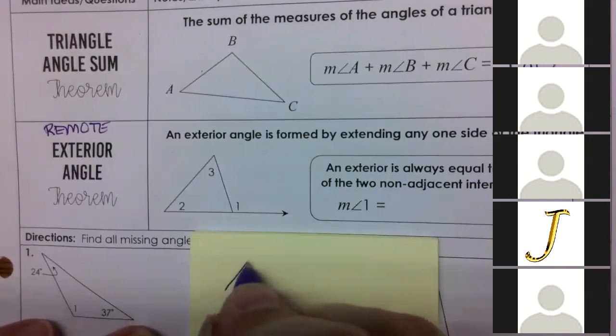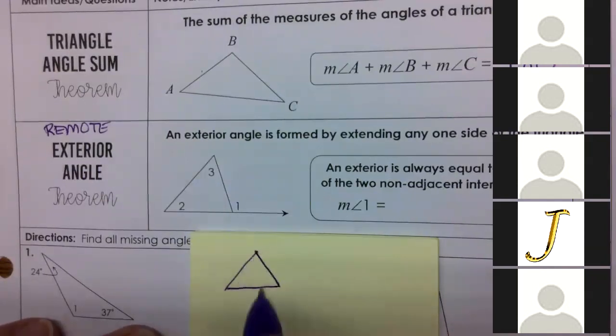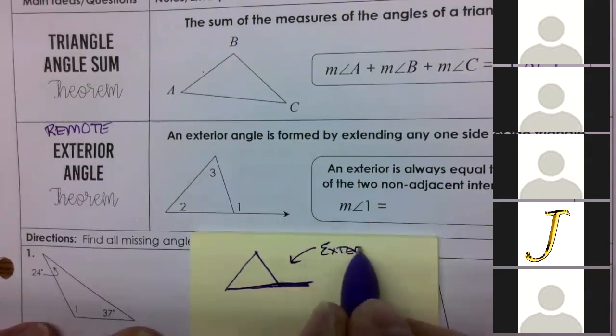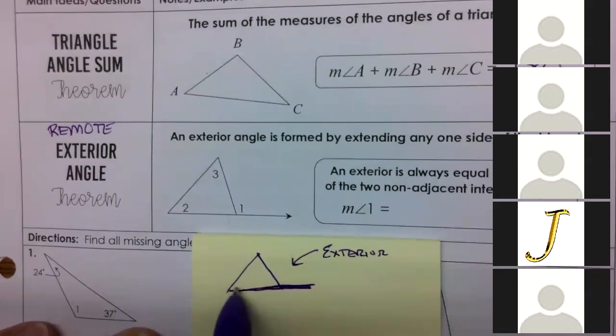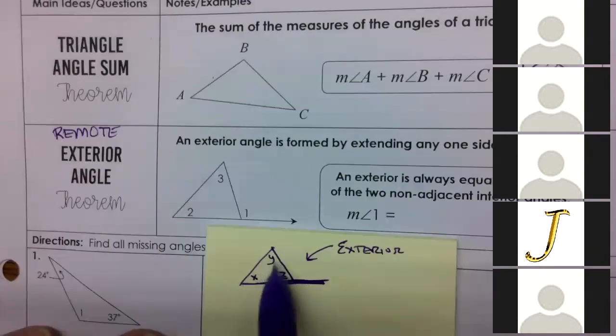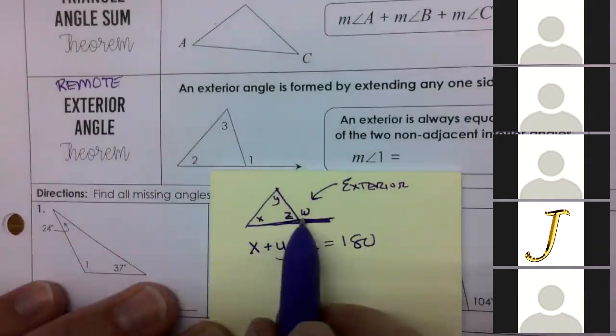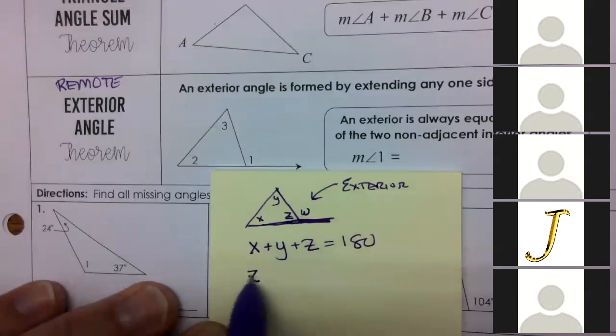And what it says is if I have a little triangle and I take one of the sides and extend it straight out, I produce something out here called an exterior angle. And let's say that this is X and Y and Z. What do we know about X, Y, and Z? They add to 180. And now let's say that I make this exterior angle W. What do you know about Z and W? They're a linear pair, therefore they're supplementary, so they're also equal to 180.